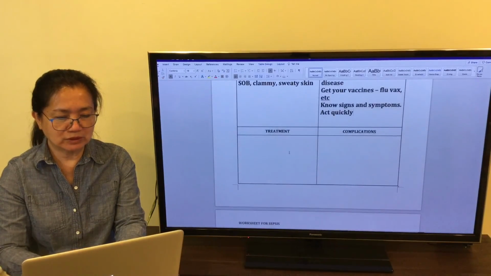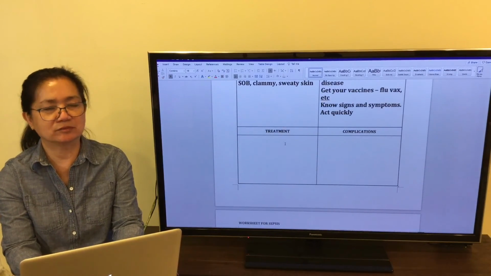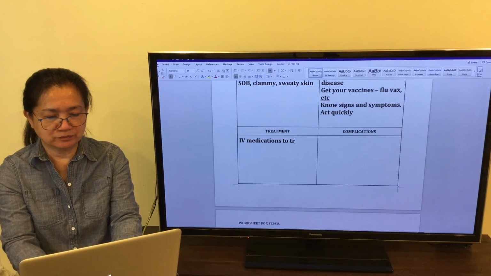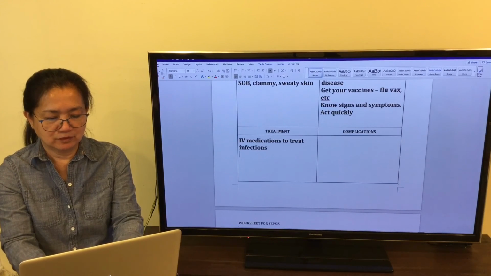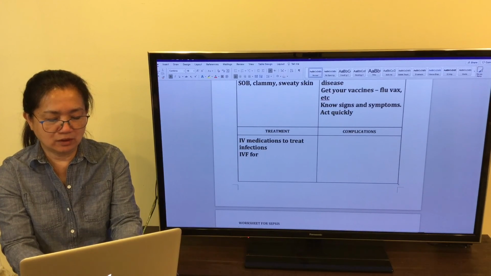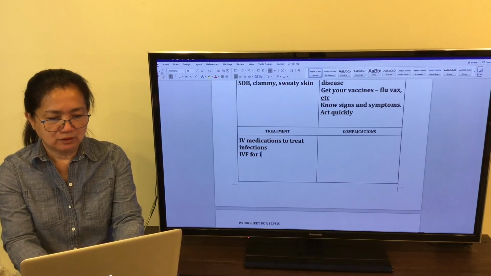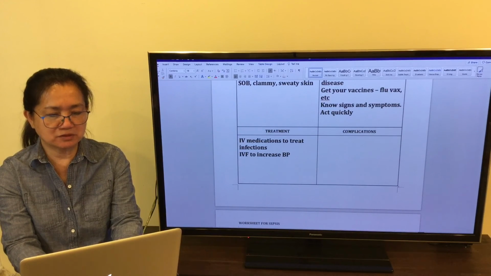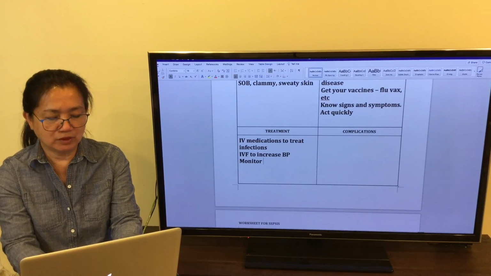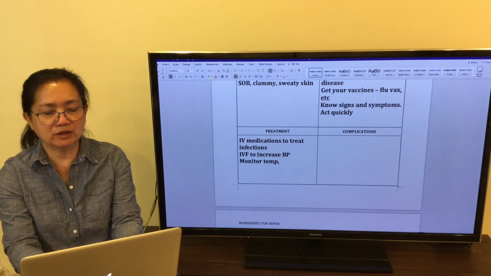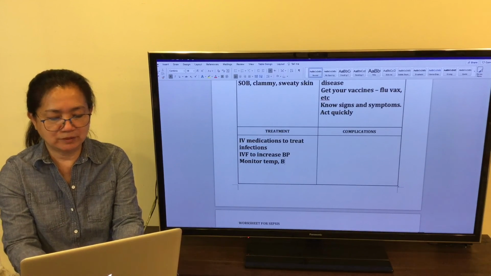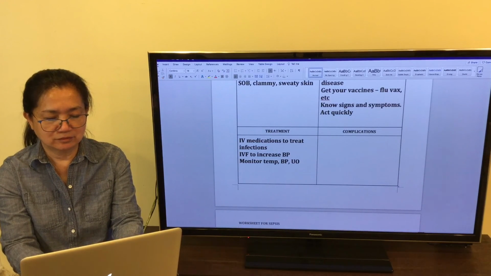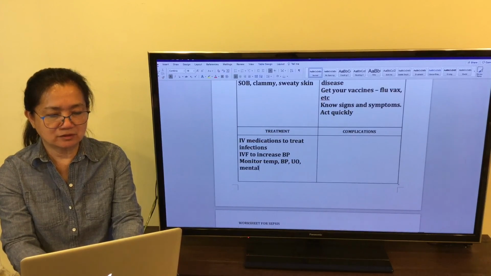Now we go to treatment. So how do we treat sepsis? IV medications to treat the infection. IV fluids to increase blood pressure. What else? Monitor temperature. What else is monitored? Blood pressure, urine output, and mental status.